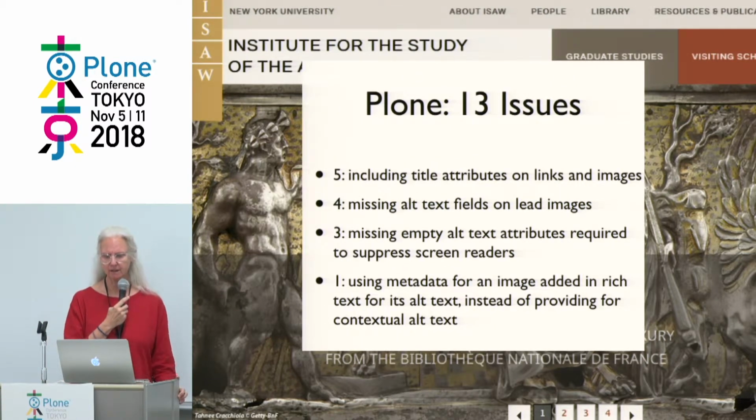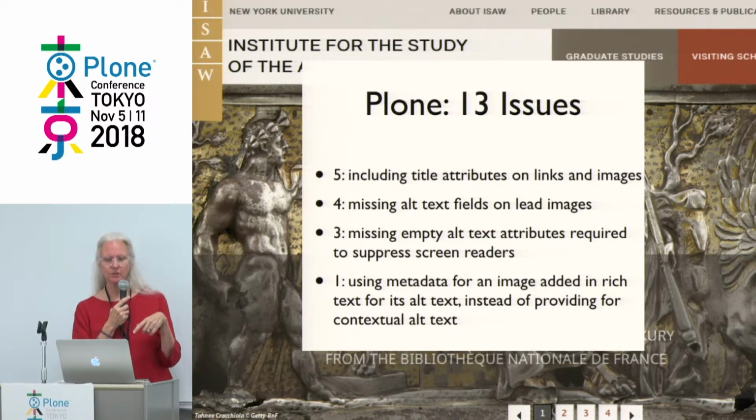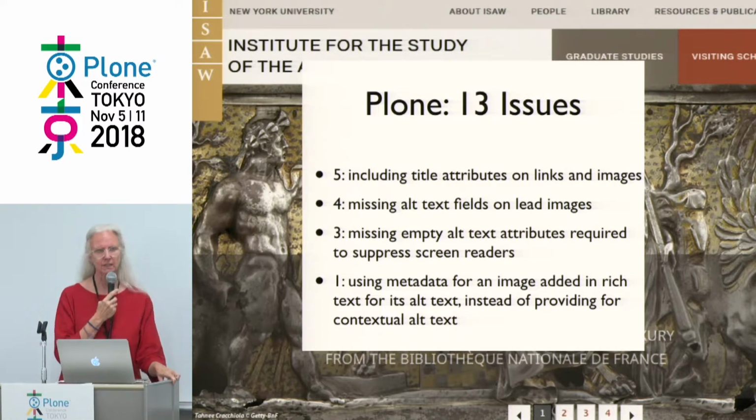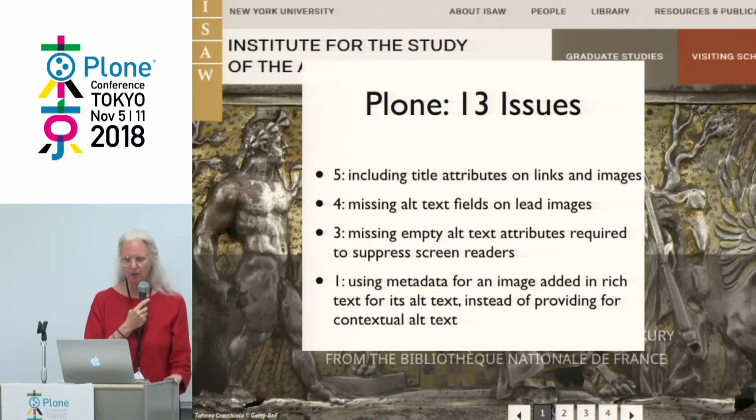We had then 13 additional, so there were a lot of Plone markup issues. The previous batch was things that I believe are fixed in Plone 5, and this batch is things that I don't think are fixed in Plone 5, and Paul should correct me if I'm wrong. So 5 had to do with including title attributes on links and images, which I gather from our contact at NYU that you're not supposed to do anymore. So we had to get rid of those.